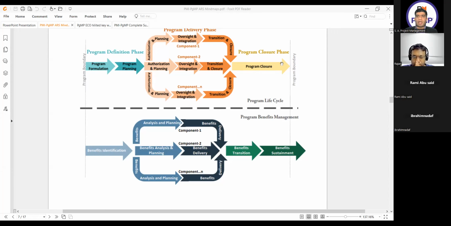So, in this call, I will be covering the benefits management domain and we will do some questions on this topic. Then it will be a good revision for all of us.